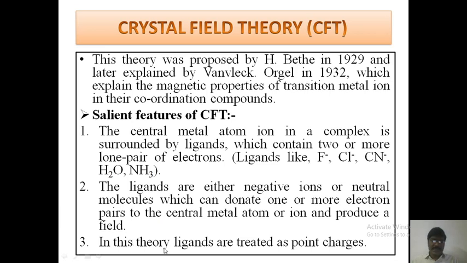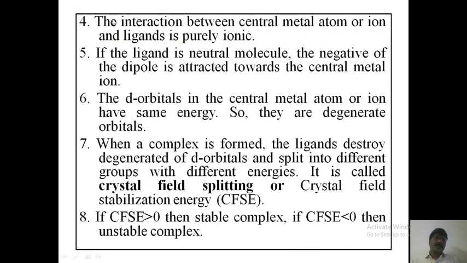Third one, in this theory, ligands are treated as point charges. Fourth one, the interaction between the central metal atom or ion and ligands is purely ionic. Fifth one, if the ligand is a neutral molecule, the negative end of the dipole is attracted towards the central metal ion. Sixth one, the d orbitals in the central metal atom or ion have the same energy, so they are degenerate orbitals.